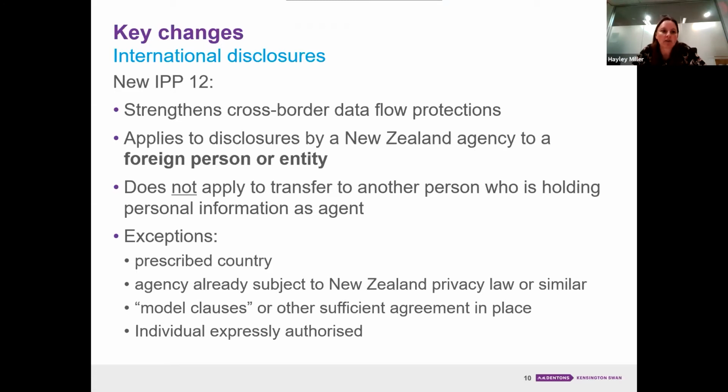So if IPP 12 kicks in and you are going to make a disclosure, and bearing in mind a disclosure is to a third party that's using it on their own behalf as well, or for a third party. So that distinction around who's your agent is important, because if they are acting as your agent, there is no disclosure and you don't need to worry about IPP 12. You need to go through and check that one of the exceptions, one of the limbs applies. As I say, prescribed country, but there aren't any yet.